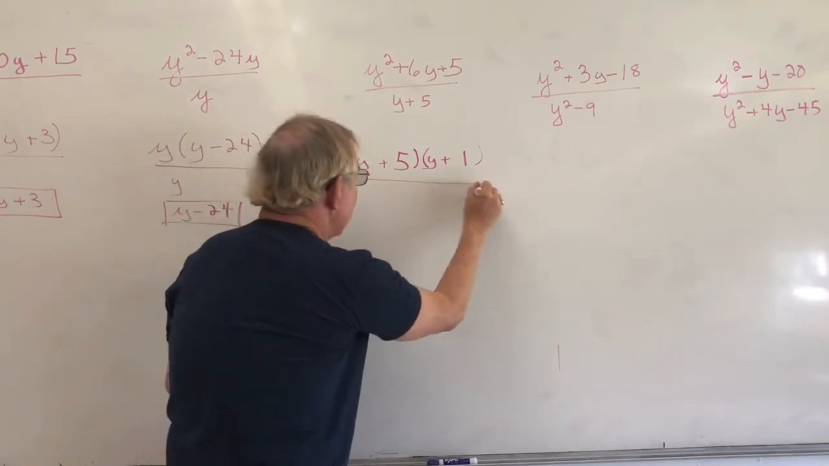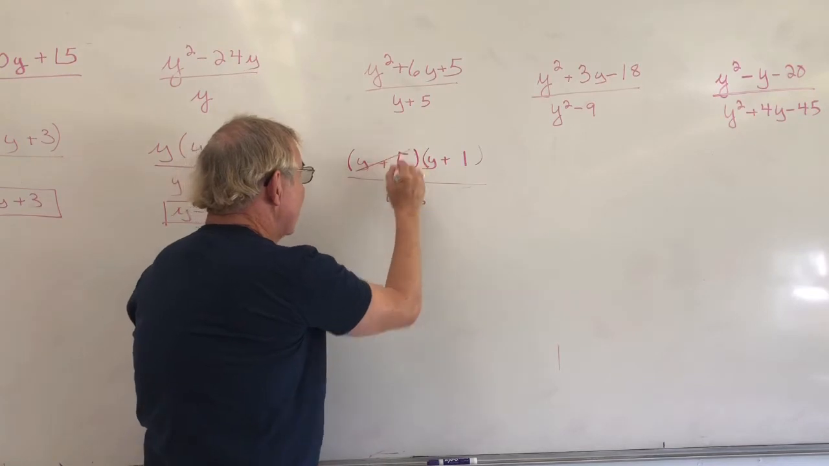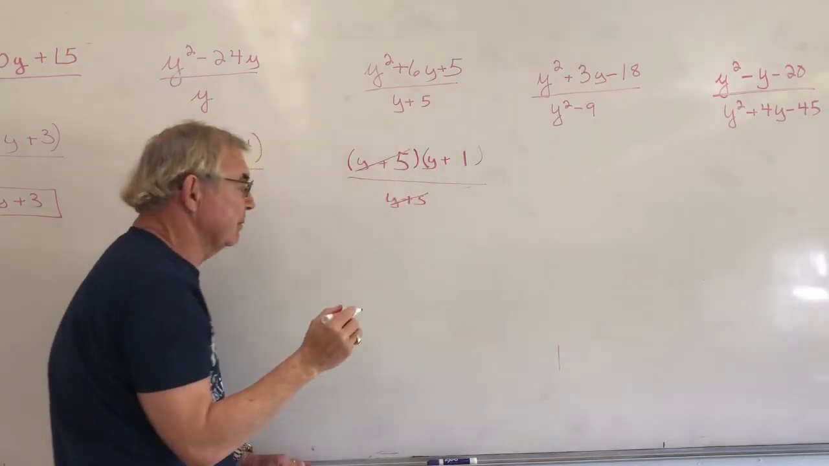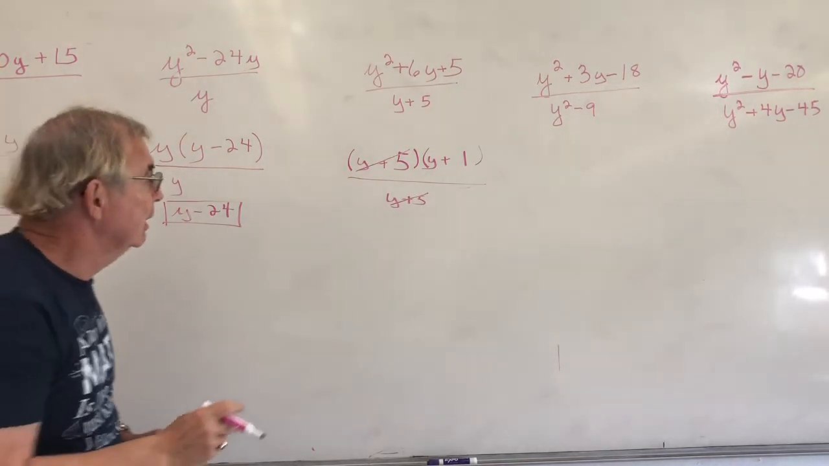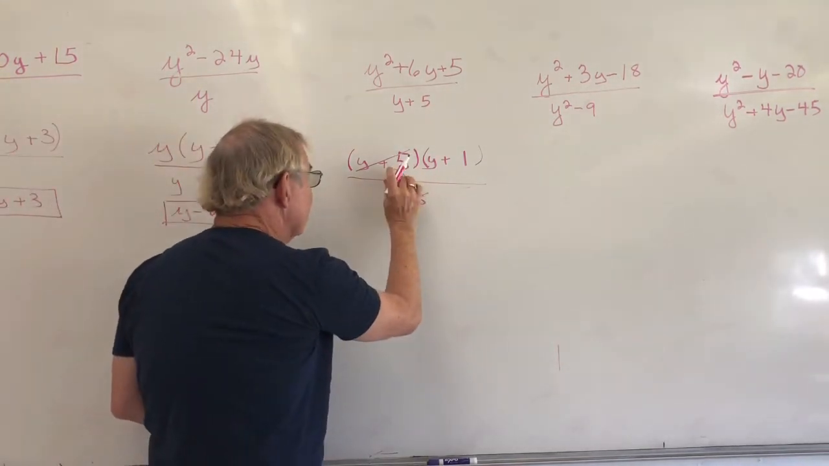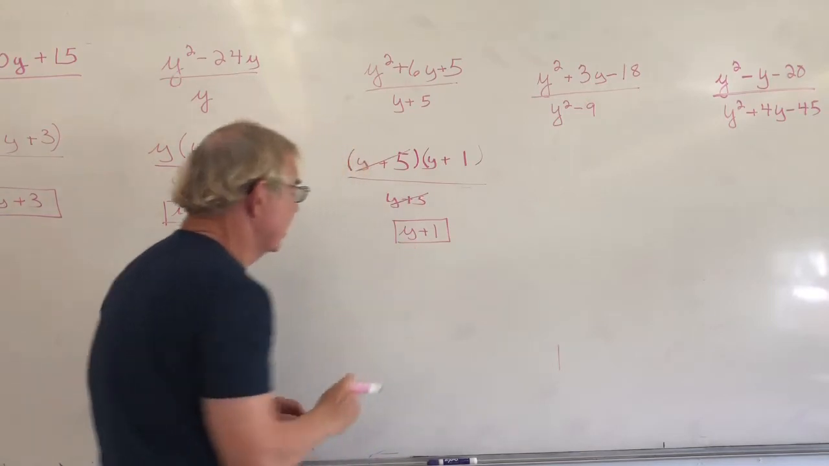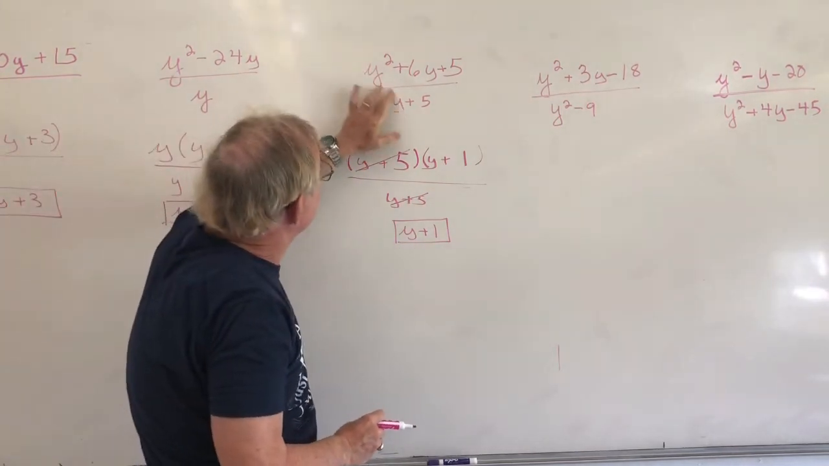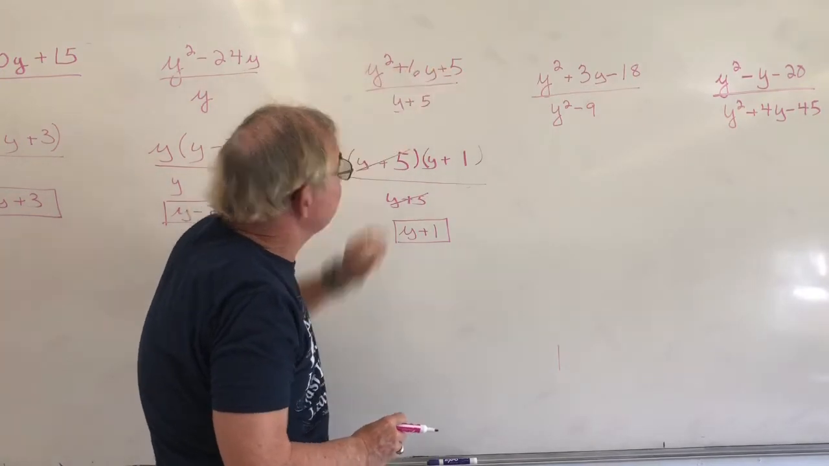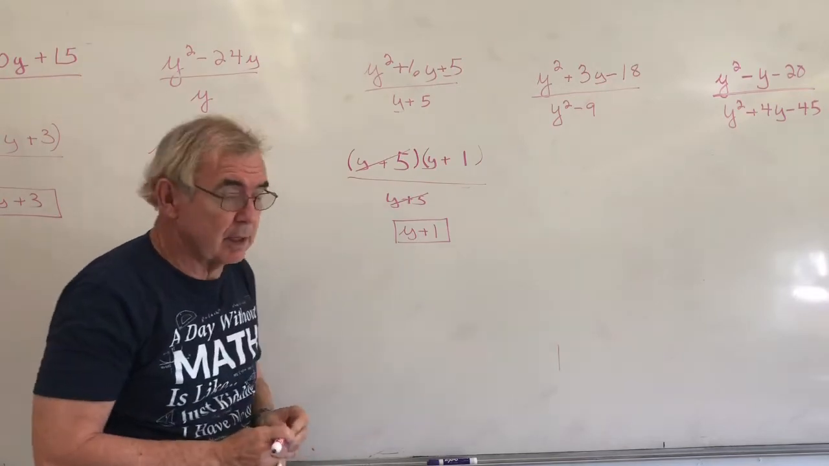You divide that by y plus 5, and notice the y plus 5s divide out to be 1. Some people say it cancels itself out. And you're left with 1 times y plus 1, which is y plus 1 as the result. Now notice you couldn't have divided this like you did before. So that's why I encourage you to factor if you can.